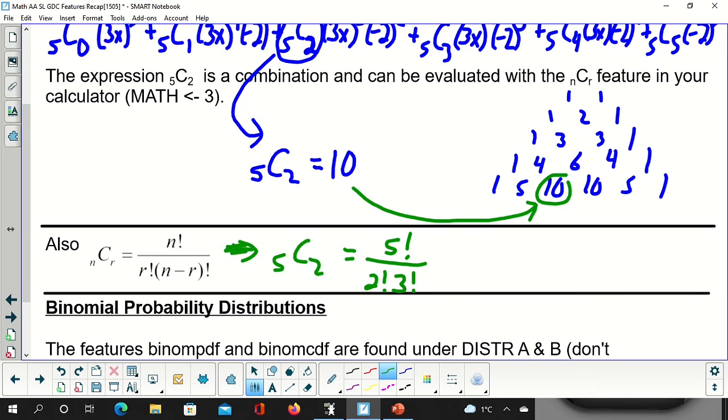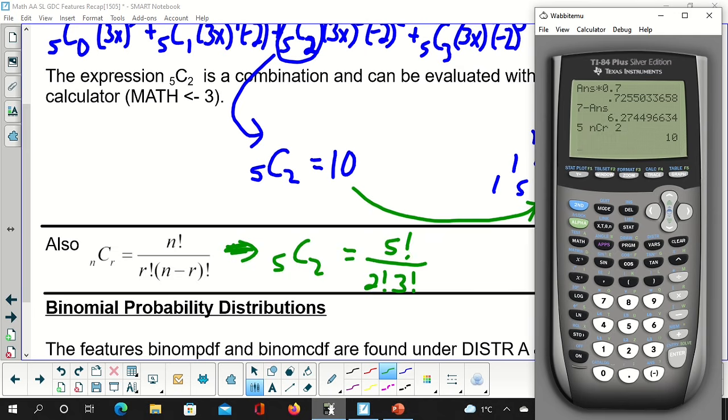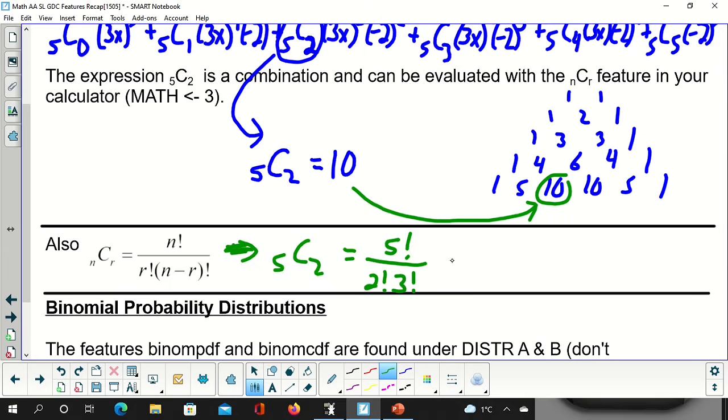You could write this in your calculator using the nice numerator over denominator, 5, and to find factorial, we press math over for PRB, and there's the factorial button. And I can do the same thing for 2 factorial and 3 factorial. Bit of a waste of time, though, because we could do it more efficiently using just the NCR button.